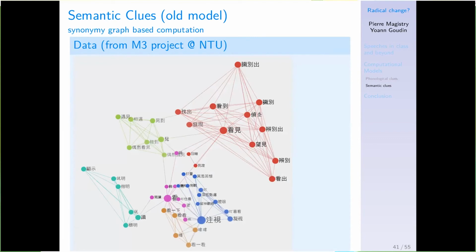So this was work done a few years ago, and now I turn to meaning, which is a little bit more difficult to grasp. So one first strategy to manage to grasp the meaning is to rely on synonymy datasets. A few years ago, when I was working in National Taiwan University, we built some big synonym graphs. And in this kind of graph, we can spot clusters of meanings.